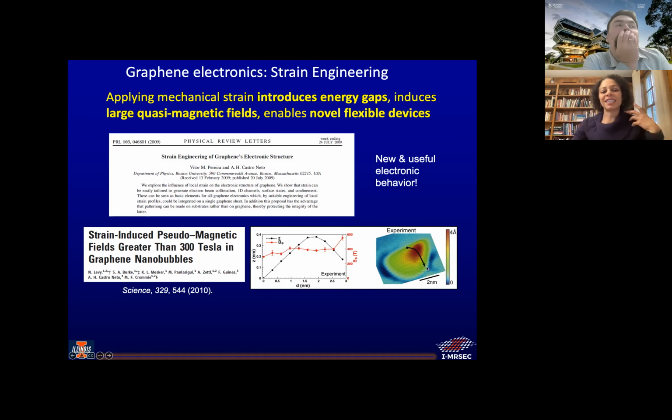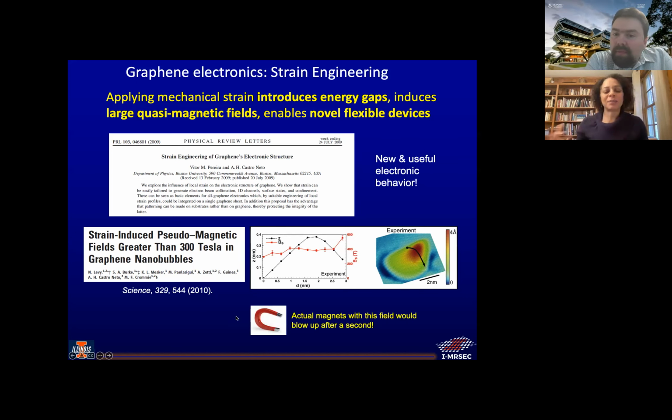Basically they could see Landau levels, cyclotron motion of the electrons, and Landau levels that formed in this highly strained region, where the Landau levels were consistent with a magnetic field around 300 Tesla. Now, we know that there's no external magnetic field here. This is just a little nanobubble of strained graphene where there's evidence of local Landau levels equivalent to what you'd see in a 300 Tesla magnetic field.